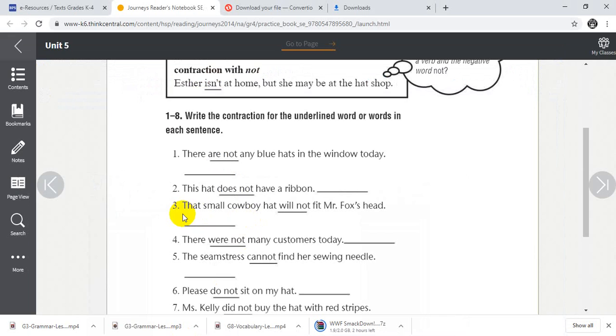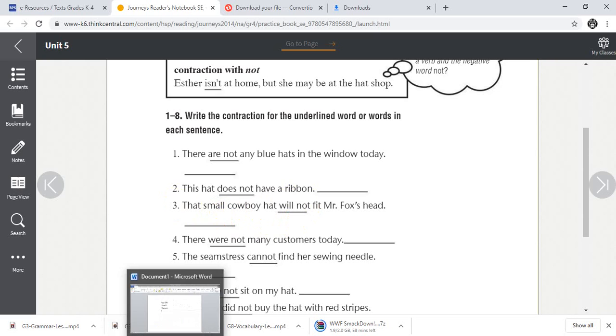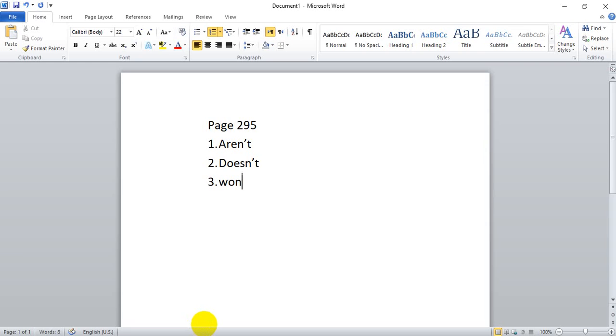Okay, number 3. That small cowboy hat will not fit Mr. Fox's head. So we want to put will not into a contraction. And this one here is a little bit tricky because will not is an exception to the rule. We can't say willn't. It's not a word. But there's another word for it that looks a little bit different. It's what? Won't. So when we have will not, it becomes won't. That small cowboy hat won't fit Mr. Fox's head.